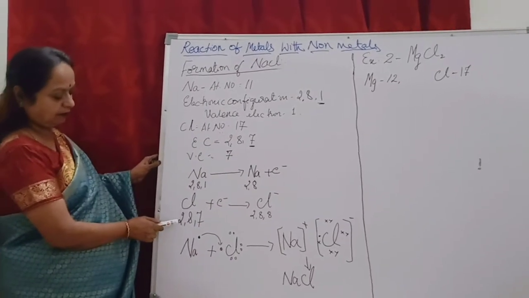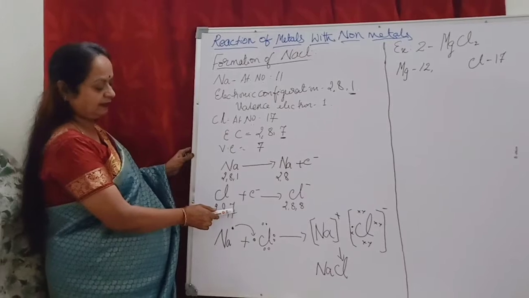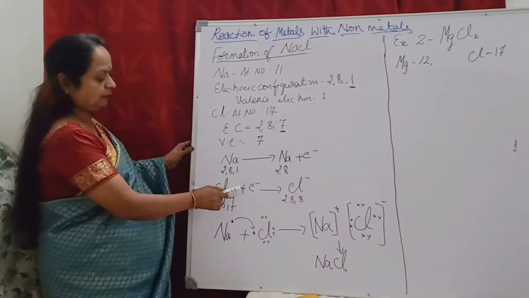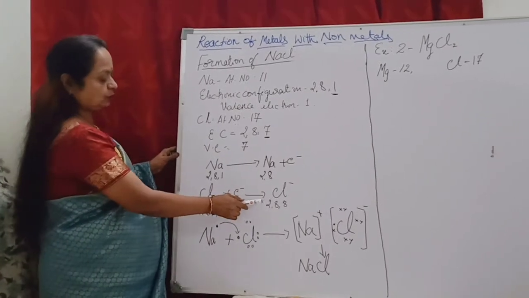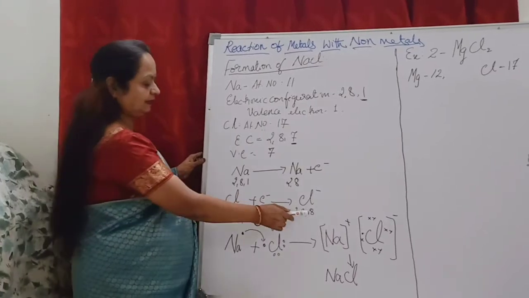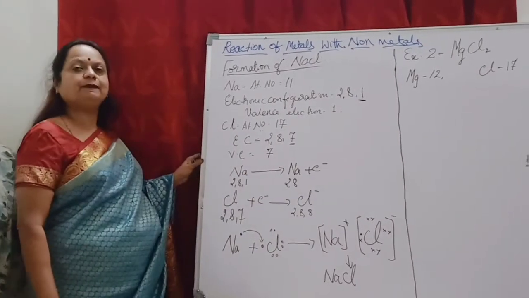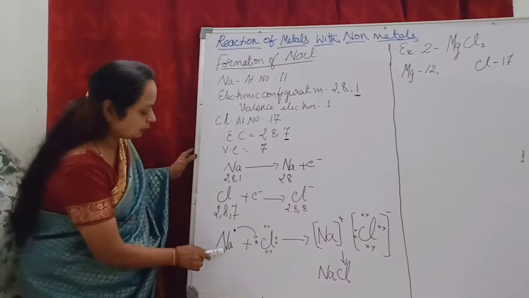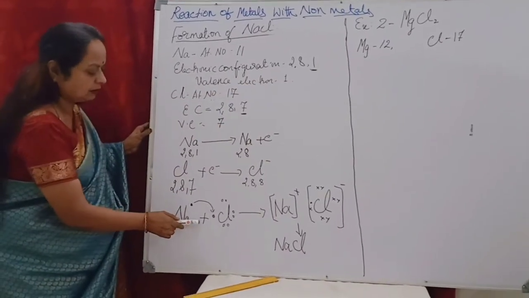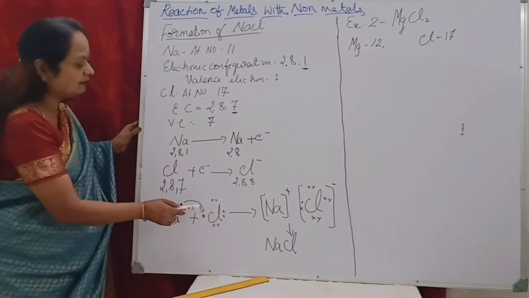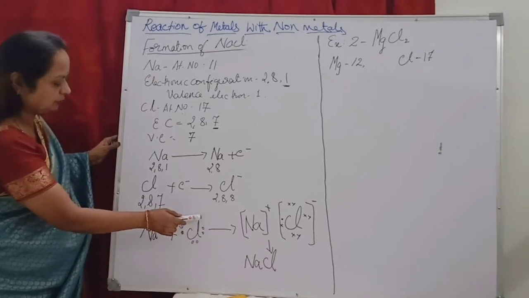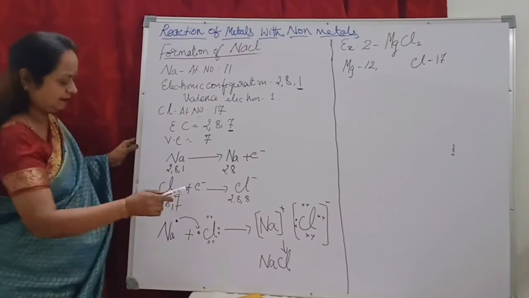Chlorine. What is the electronic configuration? 2, 8, 7. How does it become octet? By gaining 1 electron, 2, 8, 7 plus 1 gives 2, 8, 8. Let us express it in dotted formula. Sodium, 1 valence electron, plus chlorine, 7 valence electrons: 1, 2, 3, 4, 5, 6, 7.